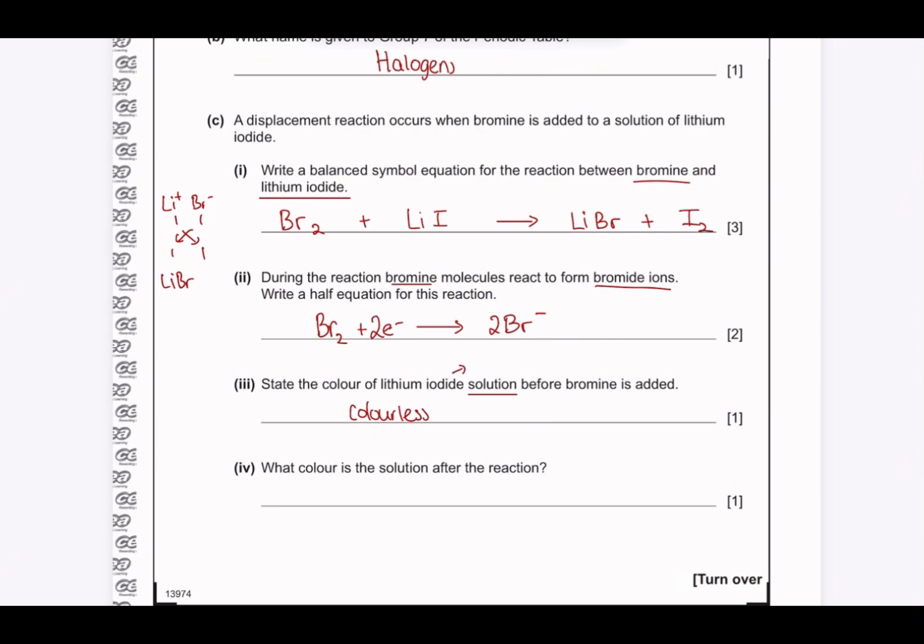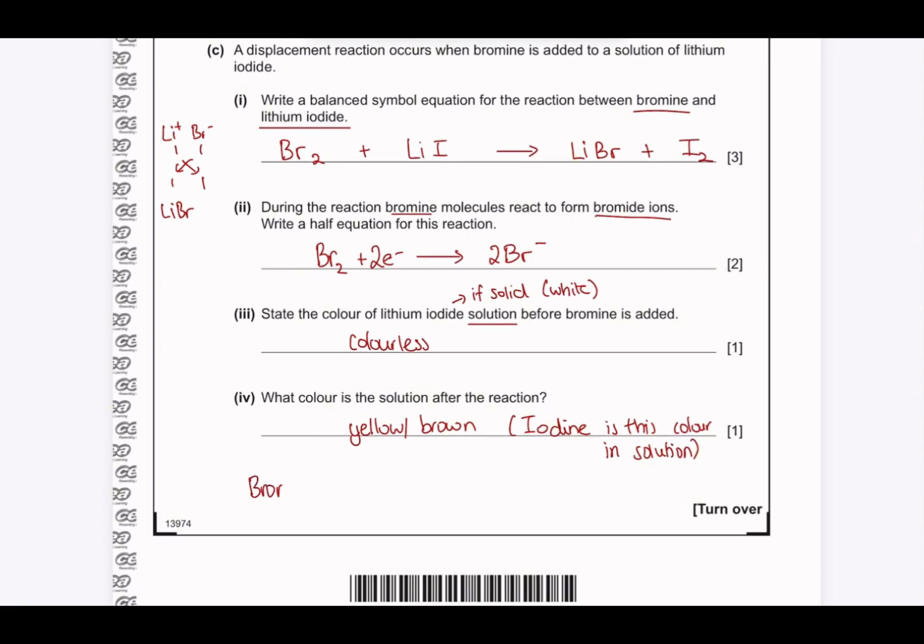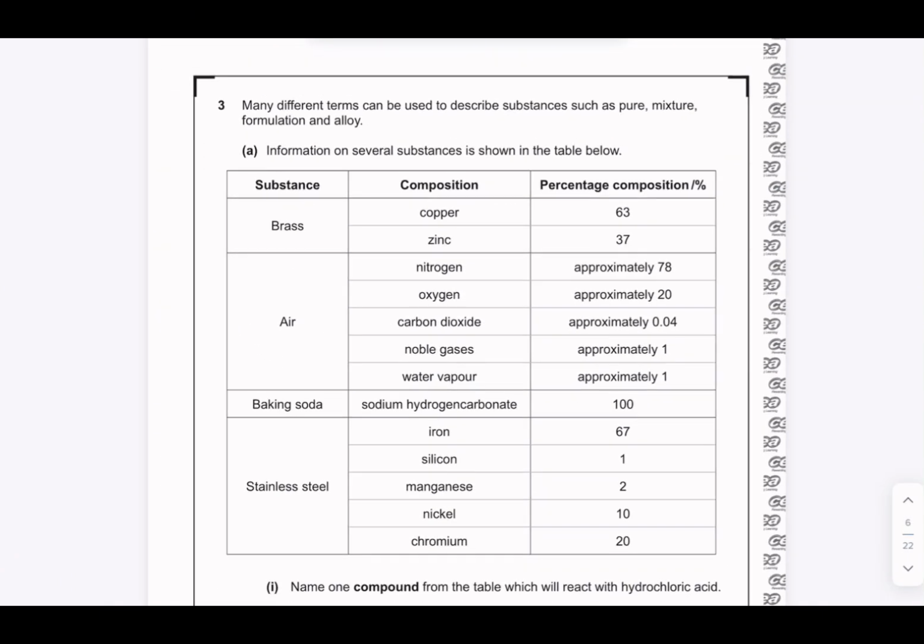What colour is it in the solution? It's colourless. Remember, any solution of a metal and non-metal compound is mostly colourless. If it's a solid, it's a white solid. What it'll form is a yellow-brown solution because the iodine causes it to be yellow-brown. If there was bromine in the solution, it would be orange, and if it was chlorine, it would be colourless. But remember, you don't use fluorine in the lab for this reaction because fluorine is toxic. So we won't use fluorine in the laboratory because it's toxic. That could be a question also.